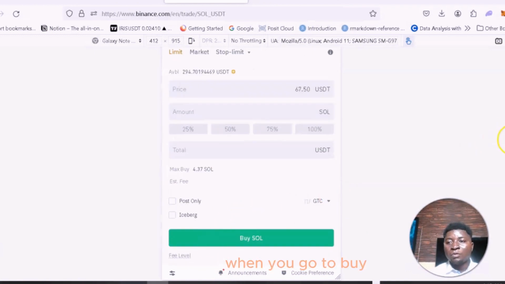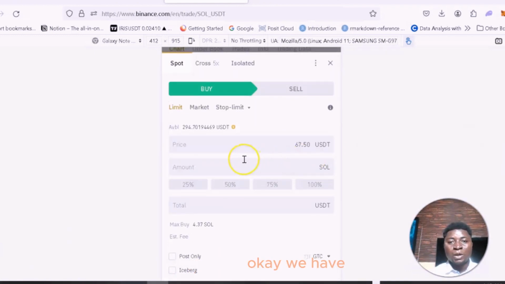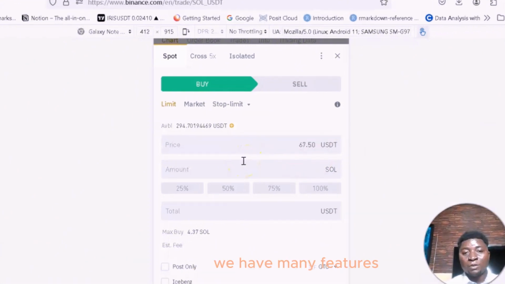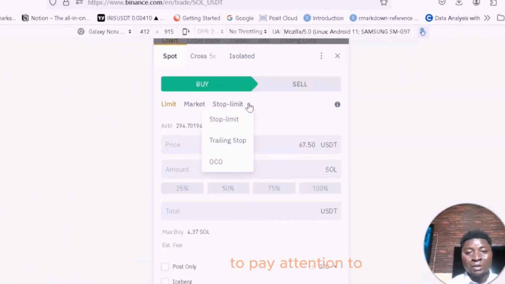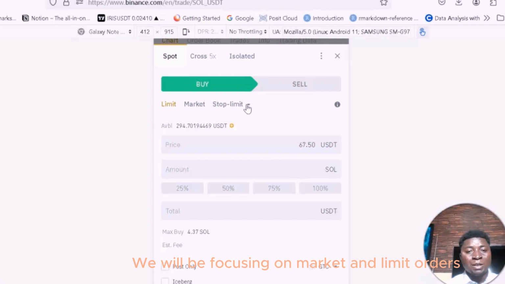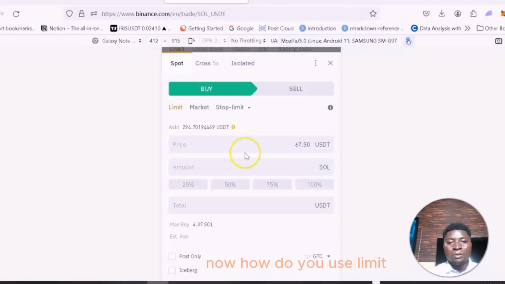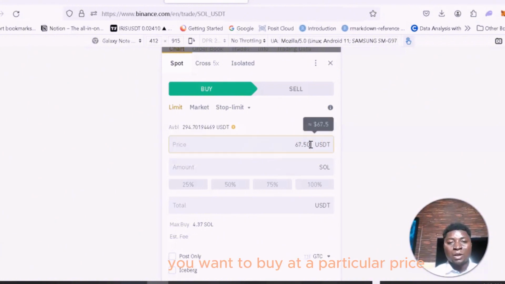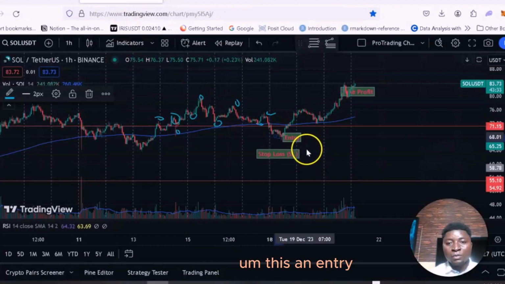When you get there, you have many features that you should pay attention to. We have limit, we have market, we have stop limit, we have trailing stop, and we have OCO. But we'll limit our demonstration to limit and market. Now, how do you use limit? Limit means you want to buy when the price of Solana hits a particular price. That means you want the price to meet the price at which you want to buy, and you don't want to buy at the current market price. Okay, so in that case, let's assume this is an entry.